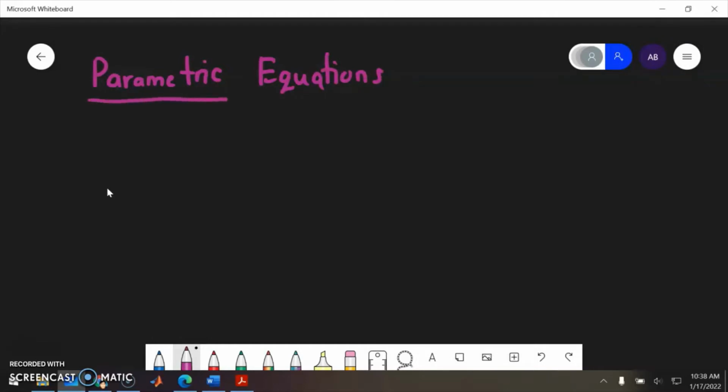So we're going to look at our last topic for today, called parametric equations. How many of you have heard about parametric equations? Obviously it involves curves, or any particle that moves along a curve.